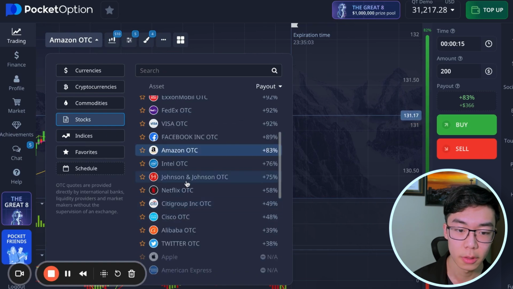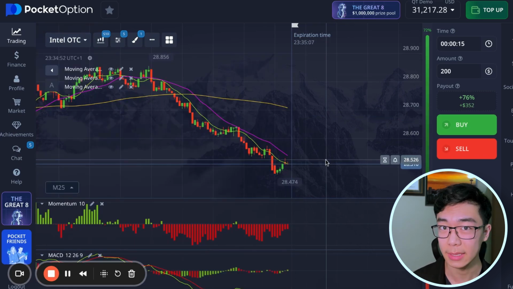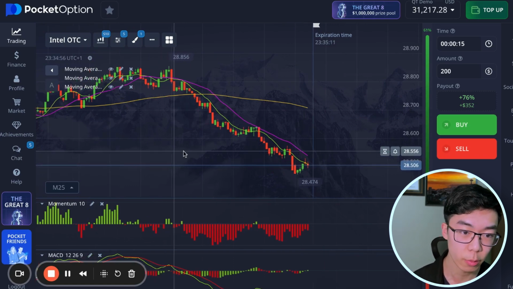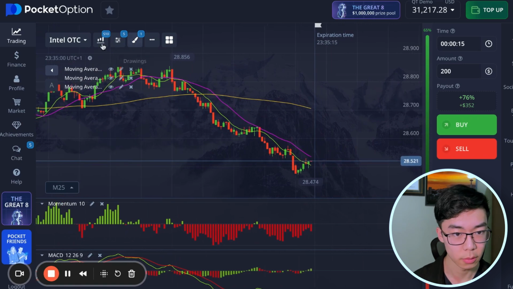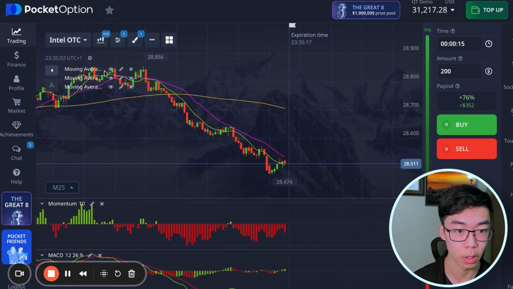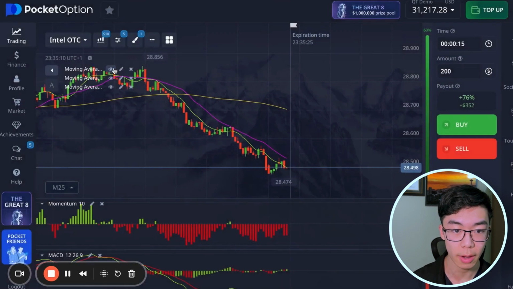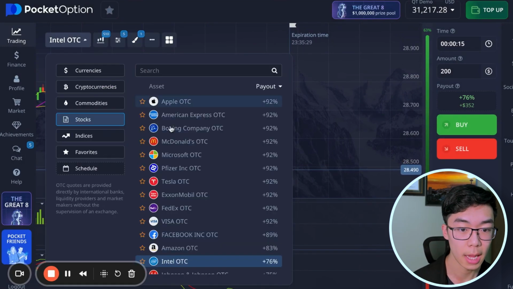So right here, finding the right stock, finding the right crypto, finding the right asset is really the most important part here for the moving average. So you really want to take a look at everything. So here, look at what's happening with the 100 moving average, right? So right here we have the 100 moving average, and then we have the 20 moving average, and then we have the 9 moving average. So these are the 3 moving averages that I'm using right here.